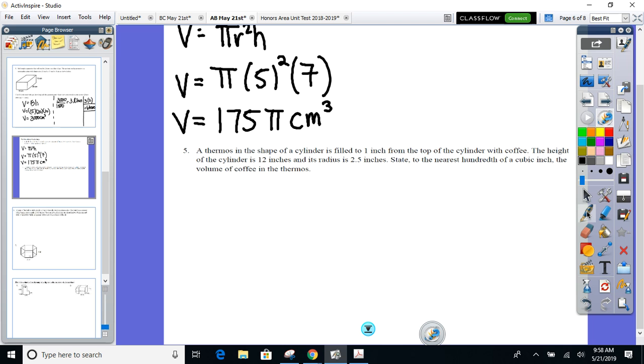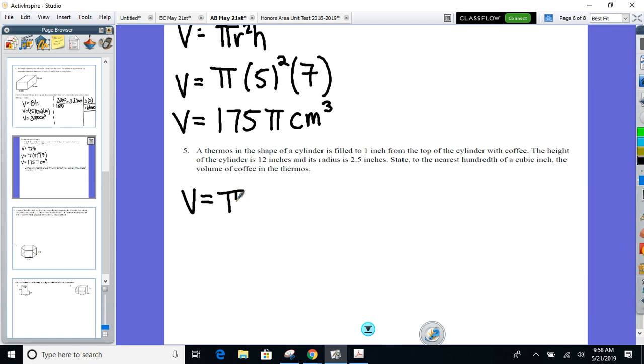All right. Well, our thermos, obvious shape of a cylinder. We're going to fill it 1 inch to the top with coffee. The height is 12 and the radius is 2.5. State to the nearest hundredth the volume of the coffee, not the thermos, the coffee. Well, we put the coffee in the cylinder. What shape is the coffee going to take? The cylinder. So we're going to do pi r squared times the height.